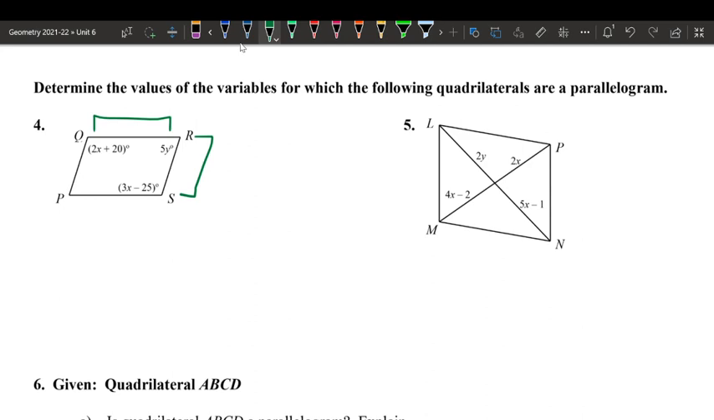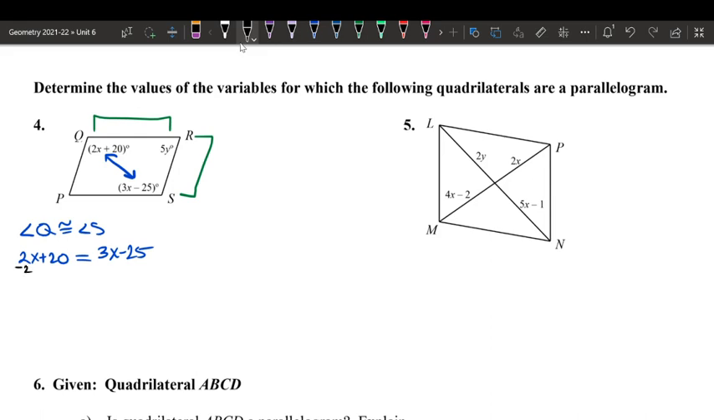So I'm going to start off by saying opposite angles are congruent. So 2x plus 20, actually hold on, I'm going to write that slightly different first. So angle Q is congruent to angle S. And if I want to solve, I can put what it gives me for angle Q, 2x plus 20, is equal to what it gives me for angle S, 3x minus 25. And now that I have an equation, I can solve it.